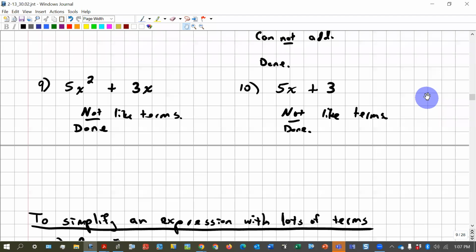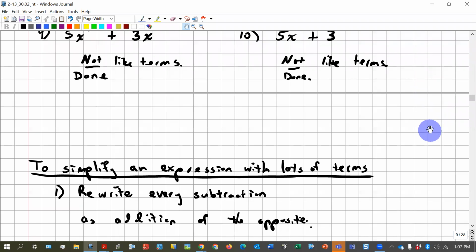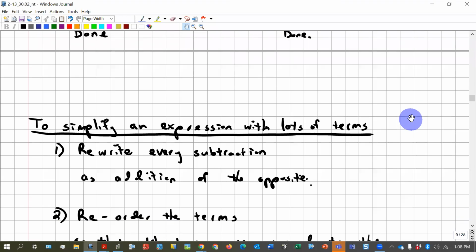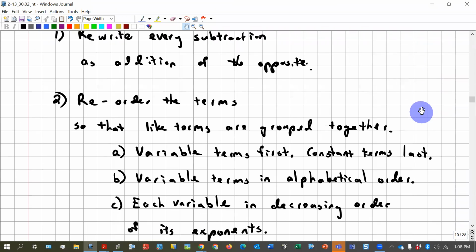Sometimes we have lots of things that we are trying to add together, lots of terms. Addition is nice. It's commutative, we can change the order. It's associative, we can change the grouping, but subtraction is not nice. So if there's any subtraction in the problem, we're going to change it to adding the opposite first, just like we did for integers. But once we have only addition, then we can reorder the terms. And we want to put like terms physically next to each other so we can think of them as being grouped together.